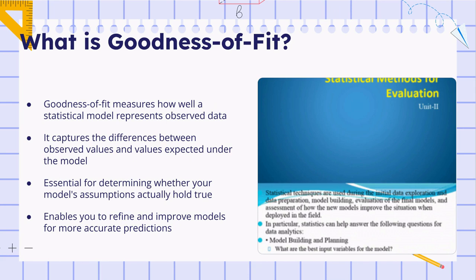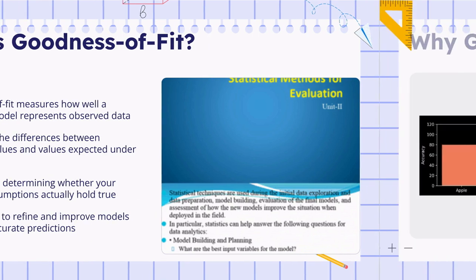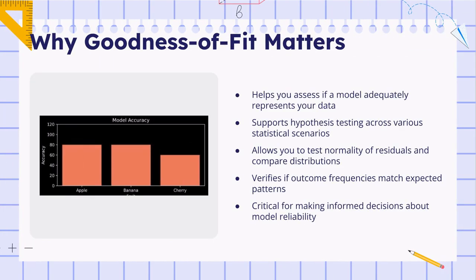Goodness of fit measures how well a statistical model matches observed data. It is essential for determining if a model's assumptions hold true, enabling refinement for more accurate predictions. Goodness of fit is critical for model reliability. It helps assess if a model adequately represents your data, supports hypothesis testing, and allows you to test for normality of residuals and compare distributions.